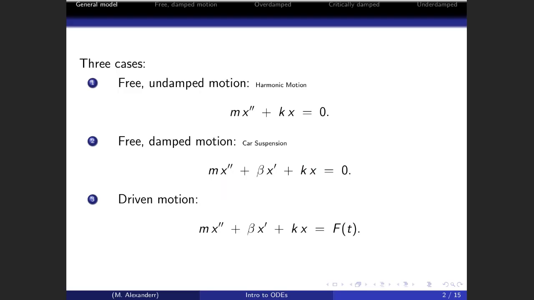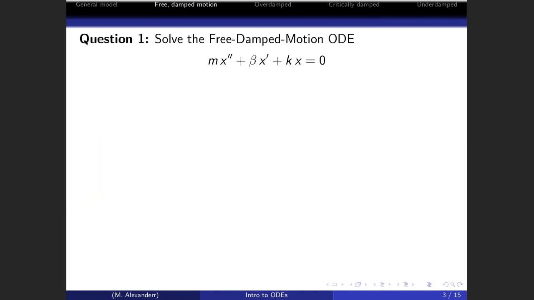And so the situation that we have is the following. We actually are looking at the second equation for today. This is the free, which means that there are zero external forces. Damped because the beta is actually a positive number, which means that there's a beta here in the equation. And so the problem that we have is the following. We have this differential equation, and we want to solve it. And so what we're going to do is divide by m everywhere. If we do that, we get x double prime plus beta over m x prime plus k over m x is equal to 0.